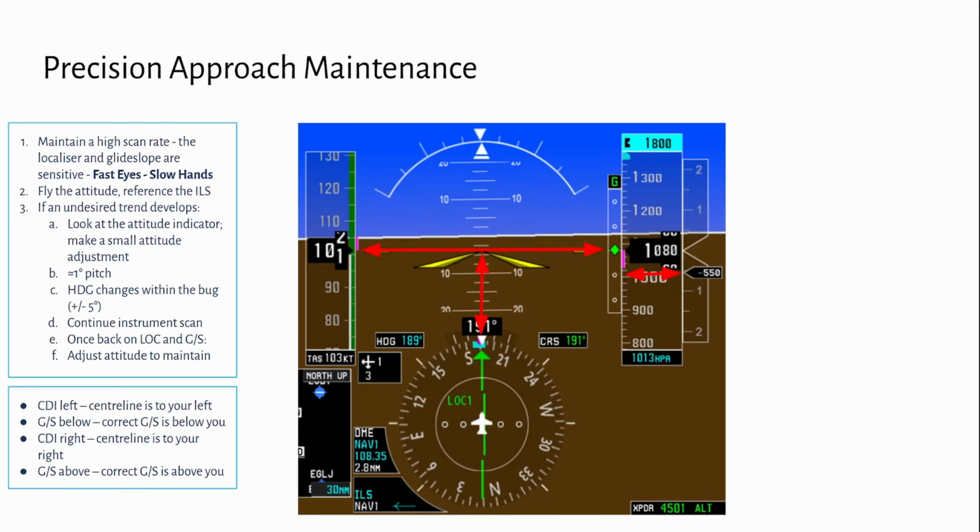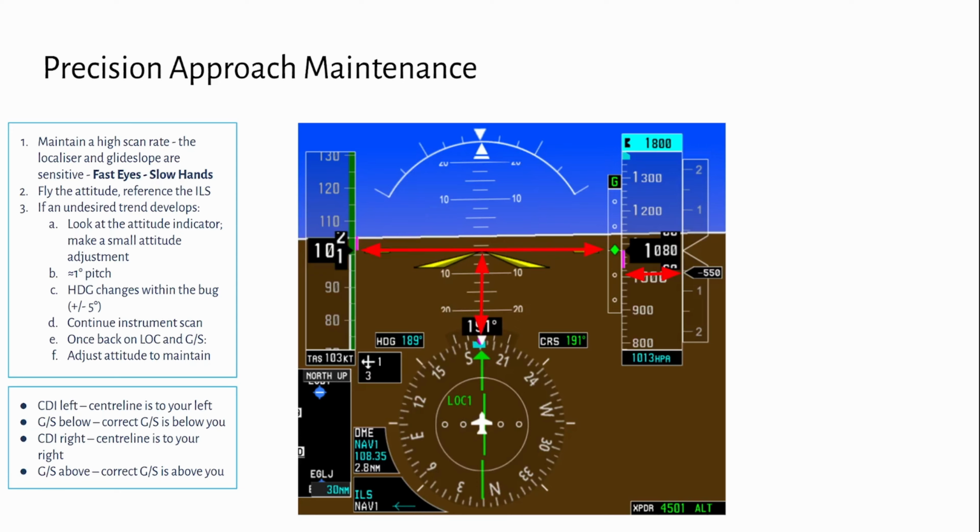We want to fly the attitude and reference the ILS. So we're setting our attitude and setting that rate of descent, and then we're going to reference the ILS to that. If an undesired trend develops, so that means if we're off our lateral deviation, off our speed, or off our glide slope, we need to make small attitude or small heading adjustments. So we only want to adjust the pitch by about 1 degree, and we only want to change the heading by maximum 5 degrees. When we're close, a change of 1 degree may work, but we're making very small adjustments to maintain the approach path.